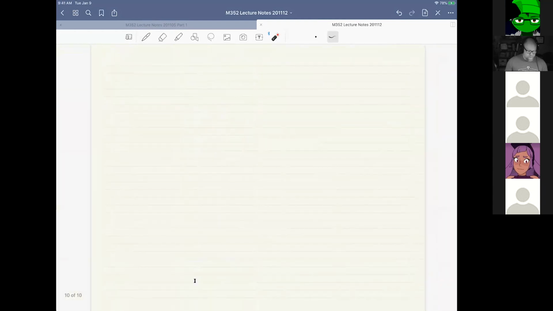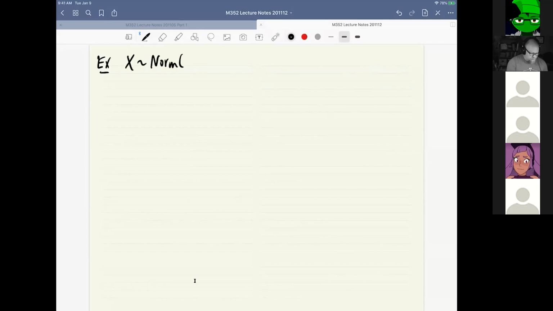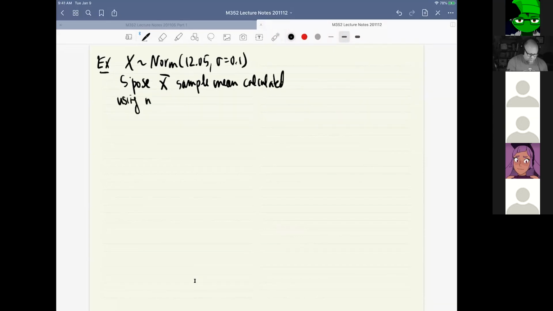So that's something important to keep in mind. I've got 6 more minutes. Let's do another example here, and this one really hews close to example 5.1. Let's suppose x is a random variable that's distributed normally with a mean of 12.05 and a standard deviation of 0.1. And then suppose x bar is the sample mean distribution that's calculated using n equals 100 samples.